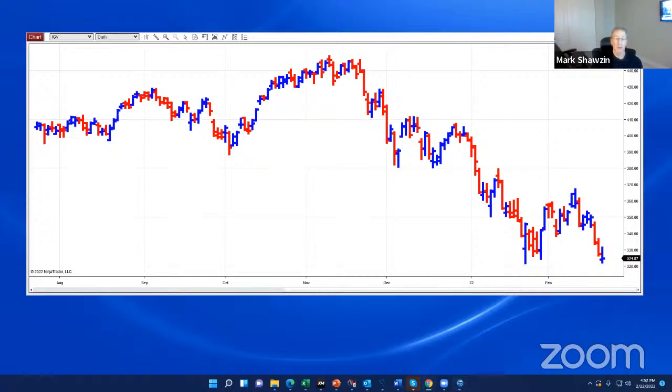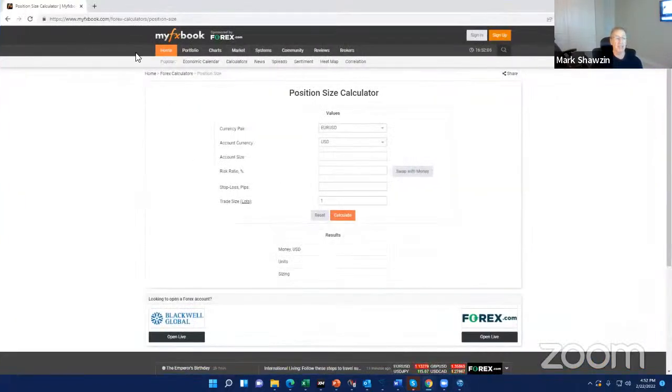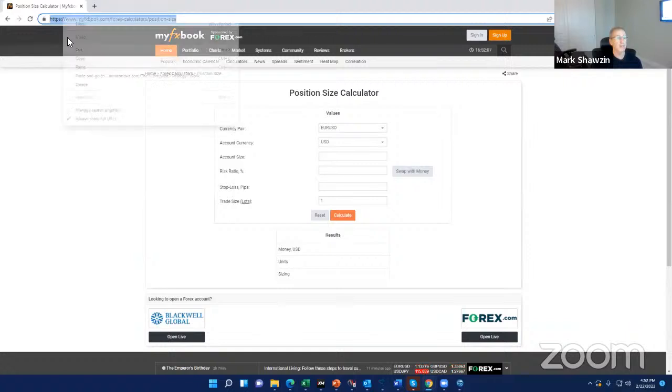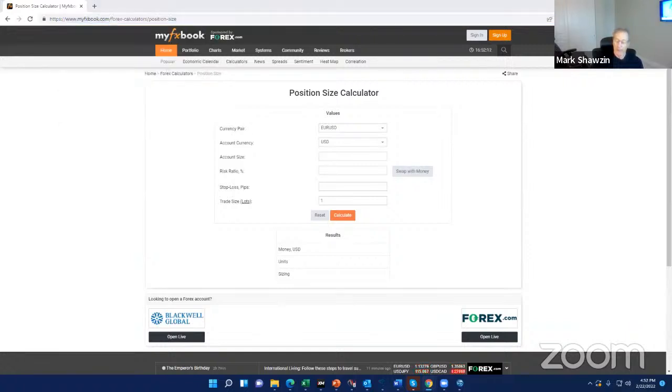But what I'm going to show you now is a position size calculator. And you don't have to write it down. I'm going to put it in the chat box here. And this will inform you how to right size your positions based on how much you have in your account and how much you want to risk on a given trade.